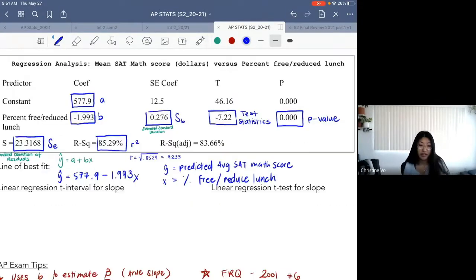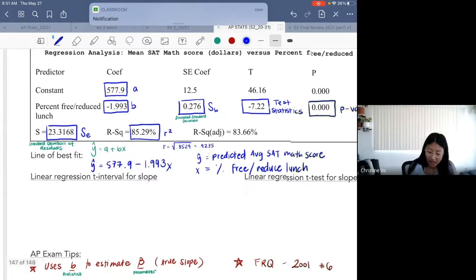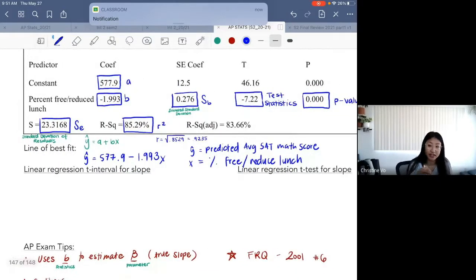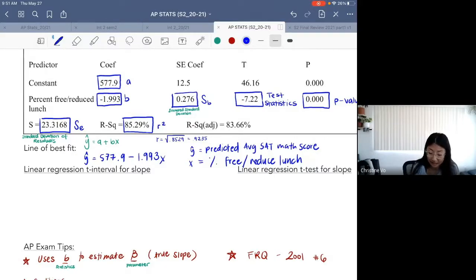So here it is. Okay, so moving on to our linear regression t interval for slope. This will help us estimate what our slope is ranging in between. So the formula in terms of doing intervals is going to be the same. So what we're estimating here is our slope. So we're going to use b plus or minus our t-score as our critical value. And then our standard error is our S sub b. Sometimes you'll see it as SE sub b, which is the standard error of my b.